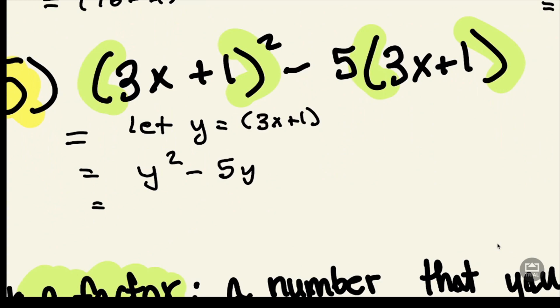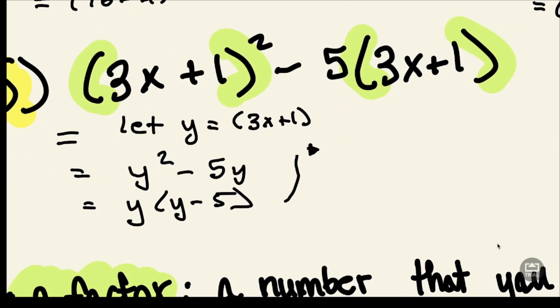Now again, you look at what's common between both terms. Y squared does not have a coefficient, so we can't factor out anything there. Although y is common between both terms, so we can factor out y. So it's going to be y bracket y minus 5. And that's pretty much it. All you have to do now is substitute what you let y equal back in.